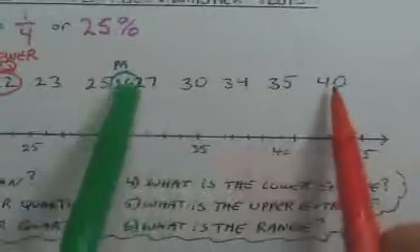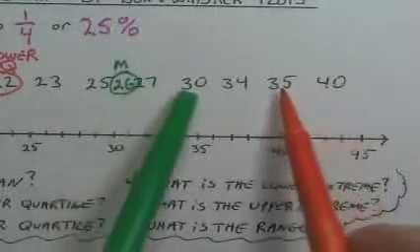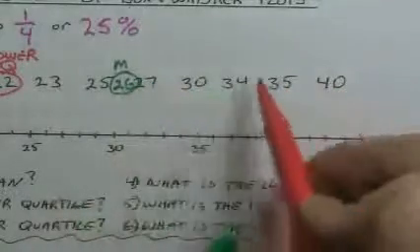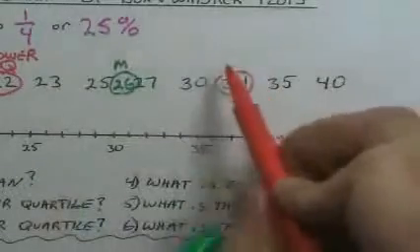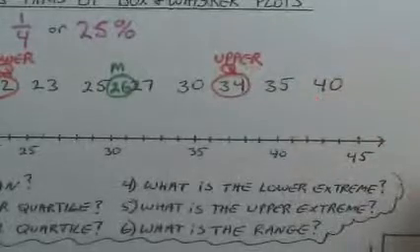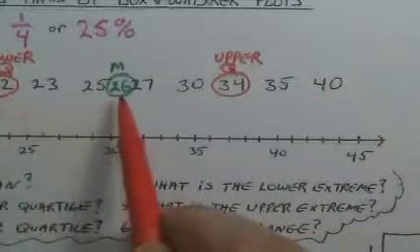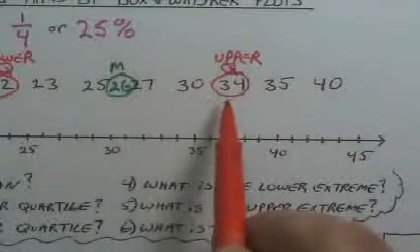Now let's find the center of the upper half. Okay, so we'll find the middle of that. So counting towards the center, we see we have 34. 34, and that would be our upper quartile. So we have a lower quartile, the median, and an upper quartile.